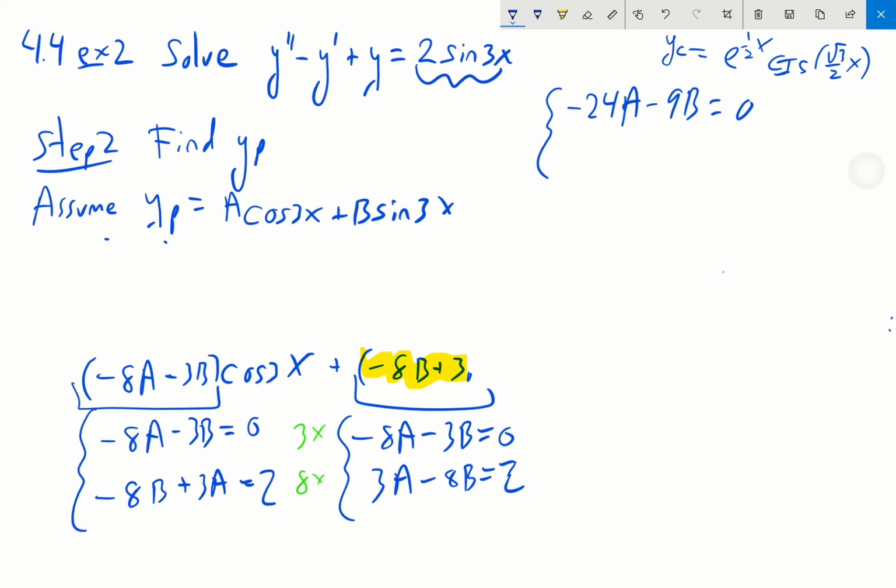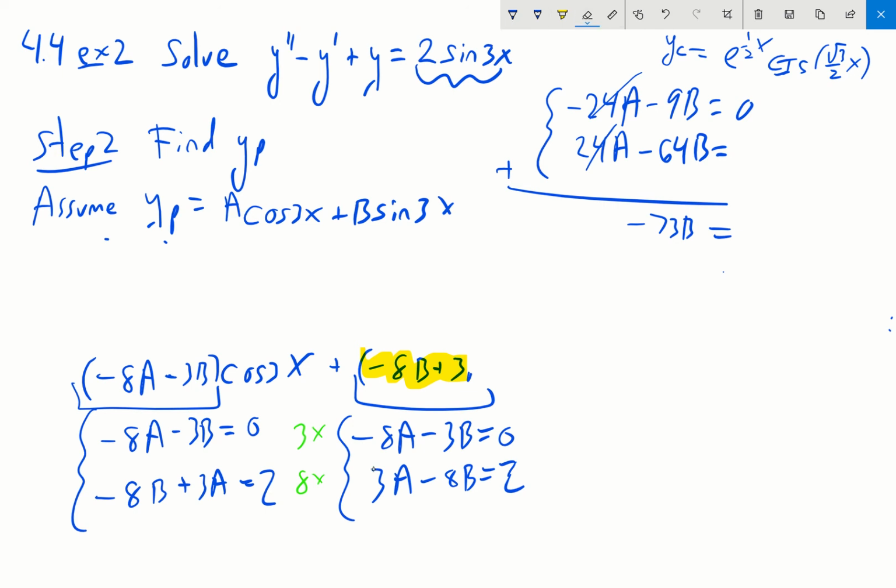On the bottom equation, if I multiply everything by 8, we would get 24a minus 8 times 8, 64b equals 0. Now what we can do is add the two equations together. If I add the left-hand sides together, these a's cancel. Negative 9b minus 64b would give us negative 73b.